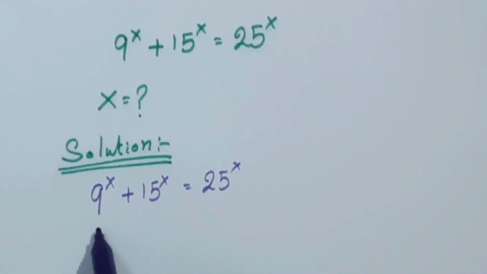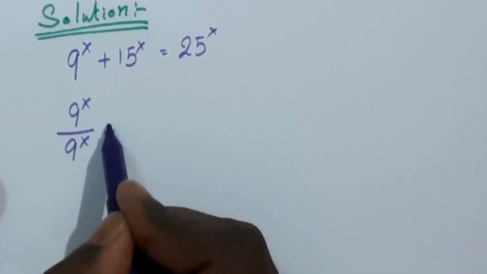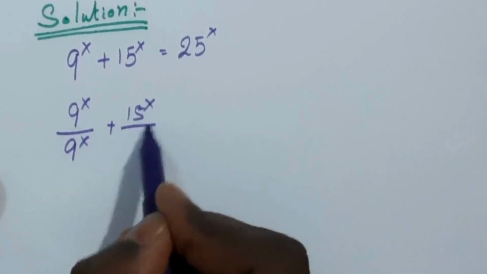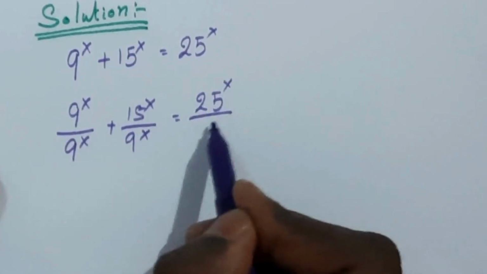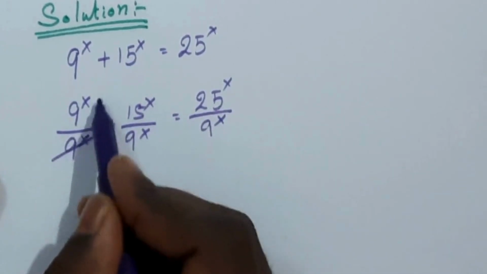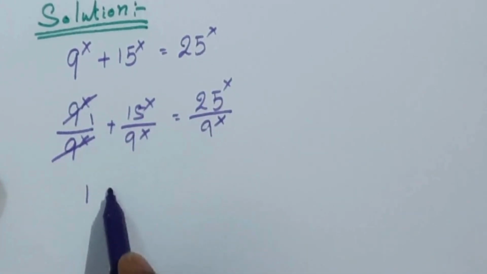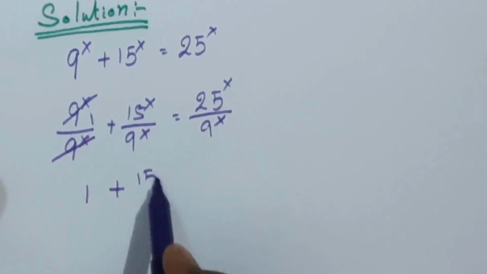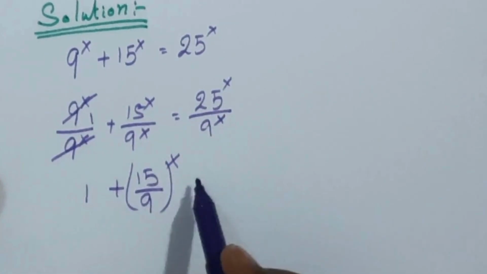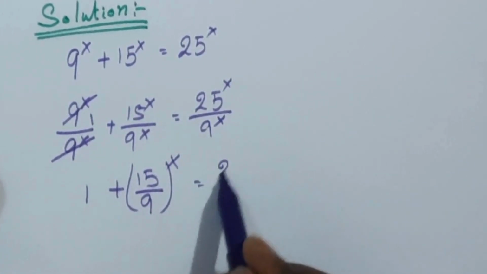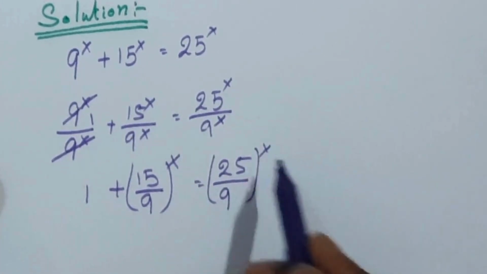Now divide on both sides by 9 power x. 9 power x by 9 power x plus 15 power x by 9 power x equal to 25 power x by 9 power x. This 9 power x cancels this, so here it is 1. So 1 plus 15 by 9 power x can be written as (15/9) whole power x. So same way here, (25/9) whole power x.